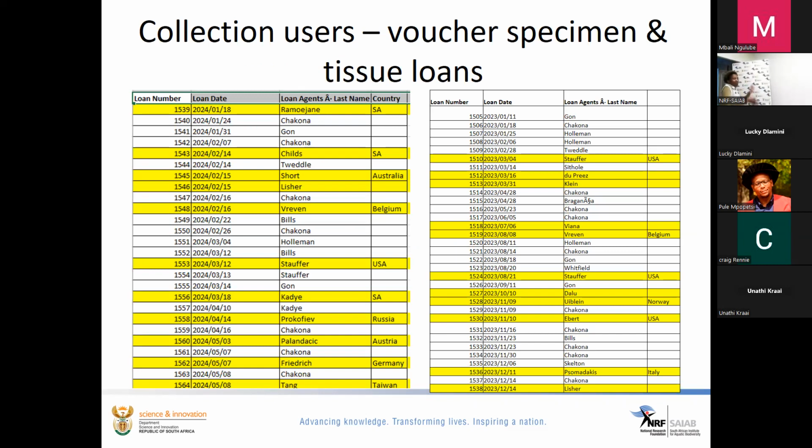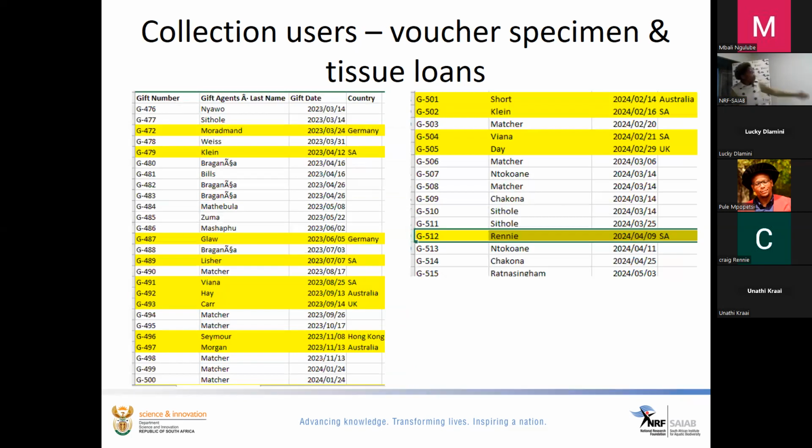And then I praise my collection, but if there's no one using our collection, it's useless. So we do have collection users. These are the loans, voucher loans for this year and last year. As you can see, I highlighted external loans, that is people from outside. There are specimens that were sent to Australia, Belgium, Russia, and other countries. And these ones are tissue loans. So we do have collection users.